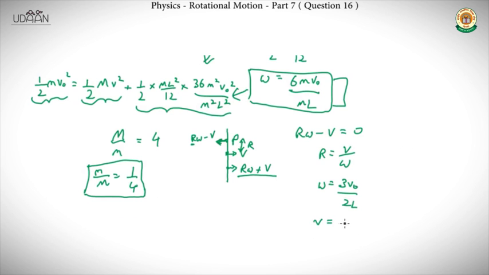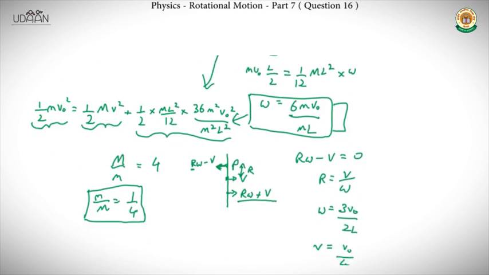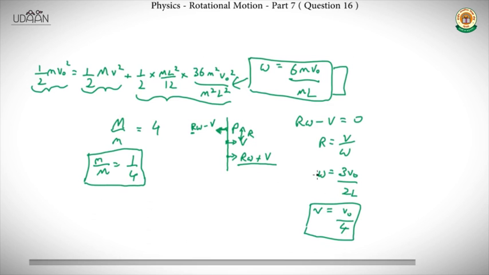equal to V0 by 4, by putting this relation into this equation, right? I know m by m over here, so I know that V is equal to V0 by 4, and these are the two equations which I already have with me. I know that R is equal to V by omega. Now I'll divide V by omega to give me R, and R will come out to be V0 by 4 divided by 3 V0 by 2L, which will give me R as L by 6.